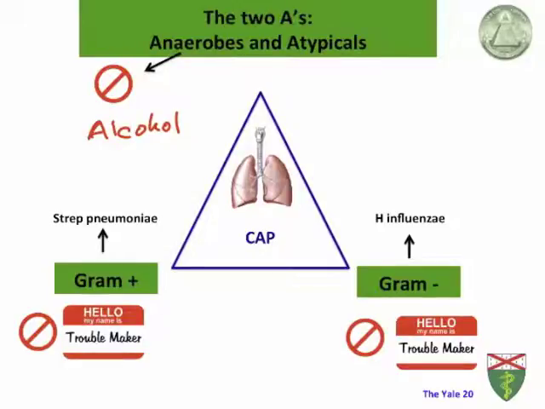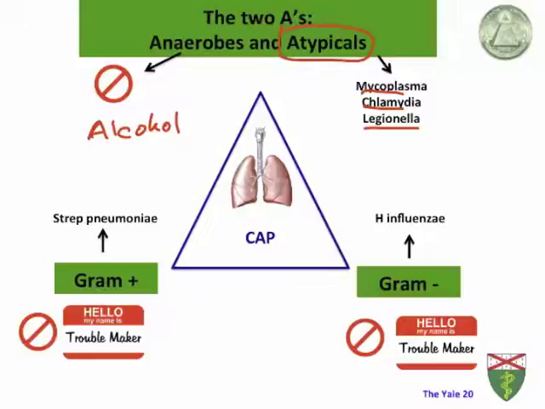What about atypicals? Yes, atypicals are very important and should not be forgotten. Classic bacteria are Mycoplasma, Chlamydia, and Legionella. This is your walking pneumonia. It doesn't have a clear infiltrate, no clear consolidation, but rather an interstitial infiltrate. That's where you see your atypical pneumonia. All right, so how do we pick antibiotics for those bacteria?